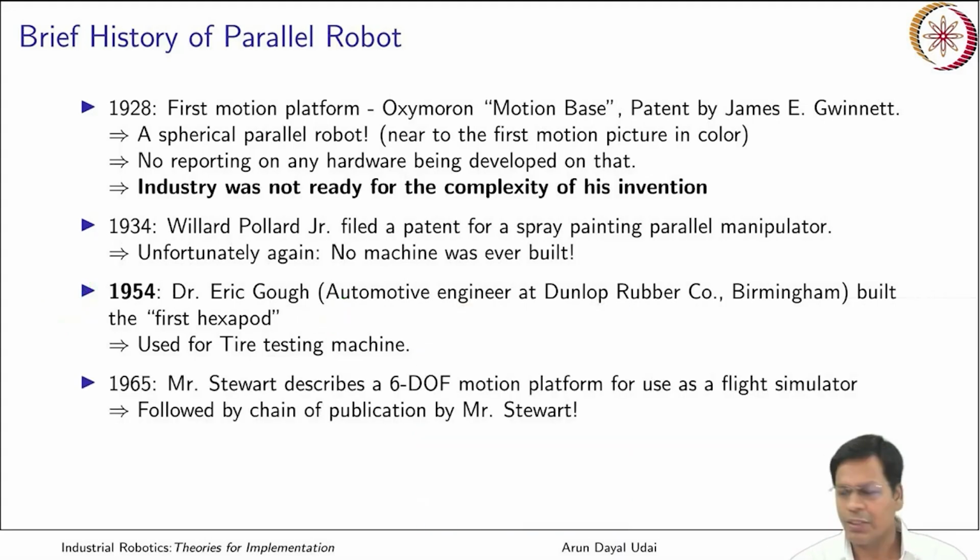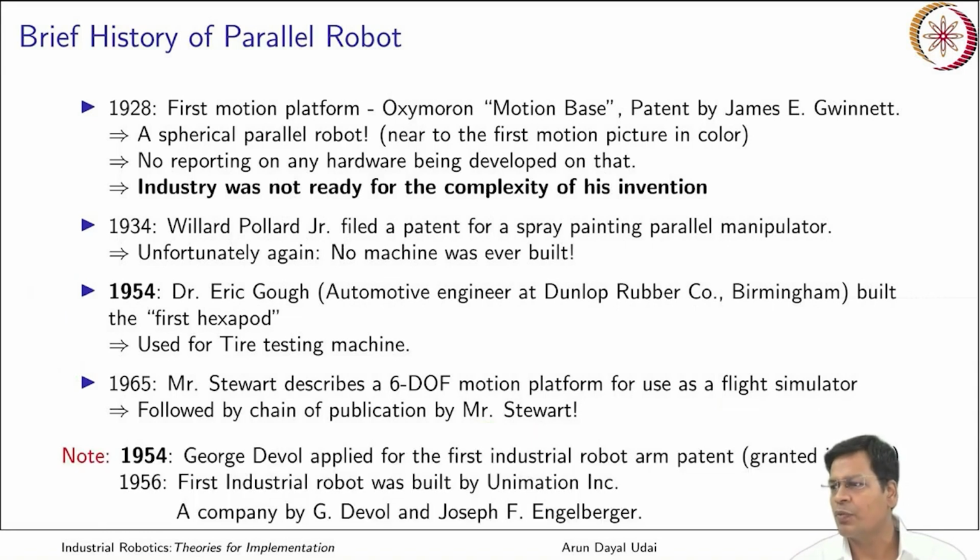Okay, so yes, in 1965, Mr. Stewart came in. He described the 6 degree of freedom flight simulator, followed by a chain of publications. So after his coming in 1965, he could publish a series of papers based on parallel architecture. So these men, Eric Gough and Stewart, were the pioneers in this.